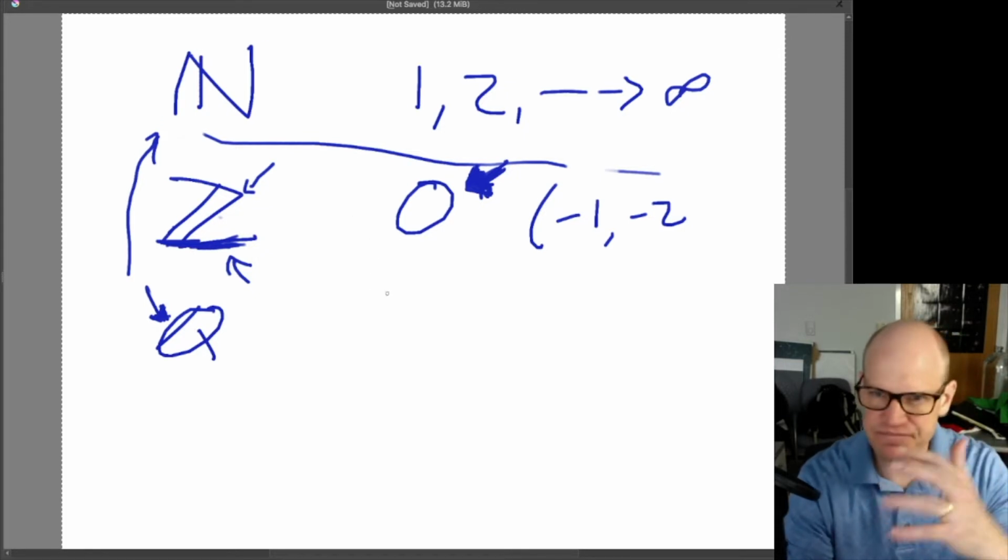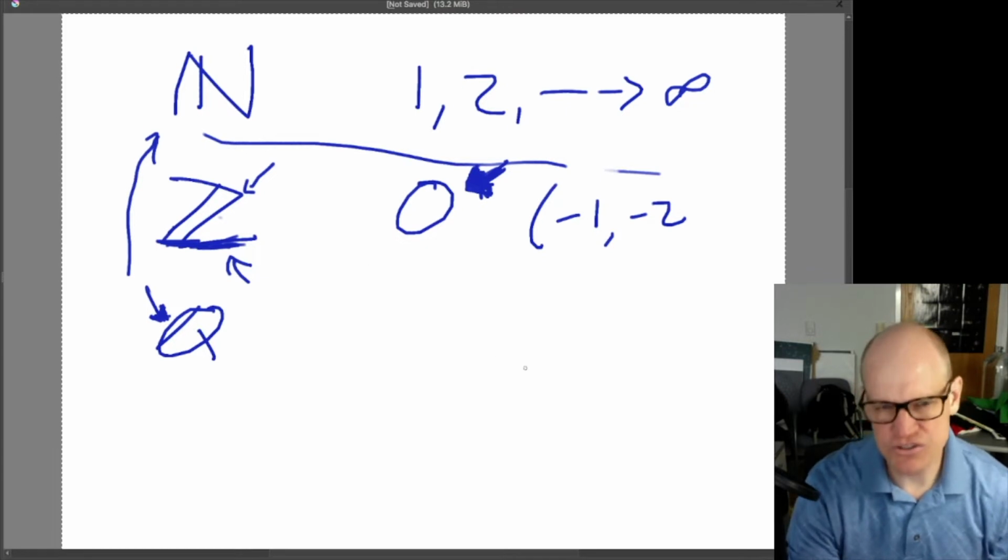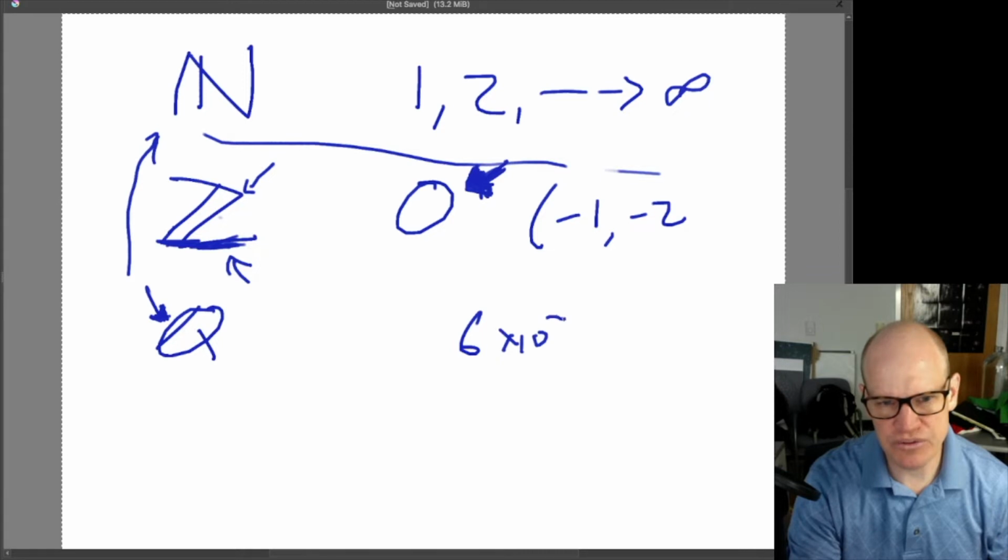Like, I would run out of natural numbers before I reach it. And the answer is no. So you can pick any number you want, like Avogadro's number, 6 times 10 to the 23. If you start your ordering scheme, you can arrive at 6 times 10 to the 23 before you run out of natural numbers.